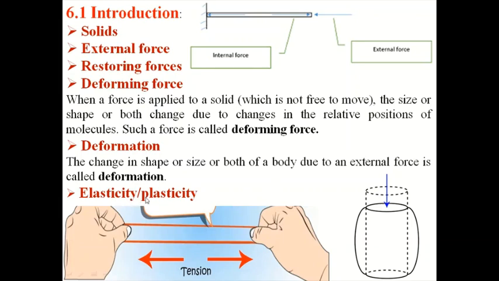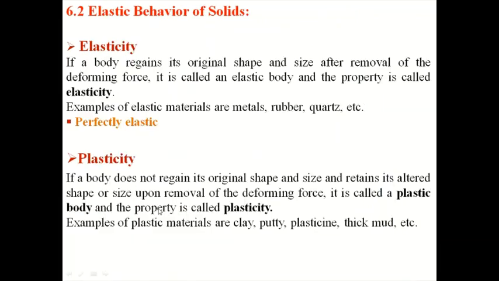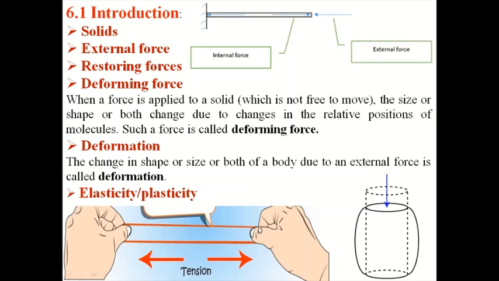Now we study elasticity and what is plasticity. Elasticity means what? If a body regains its original shape and size after removal of deforming force, it is called an elastic body, and the property is called elasticity. As in the last slide, when the rubber band is stretched and we release the force, it will take its original size and shape. Means this material is called an elastic material, and this property is called elasticity.